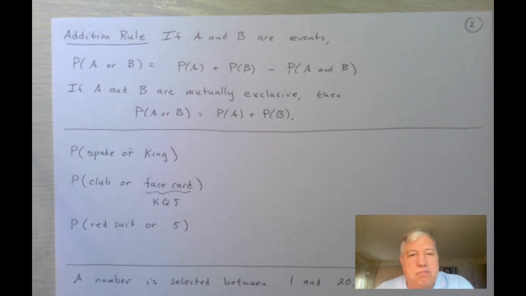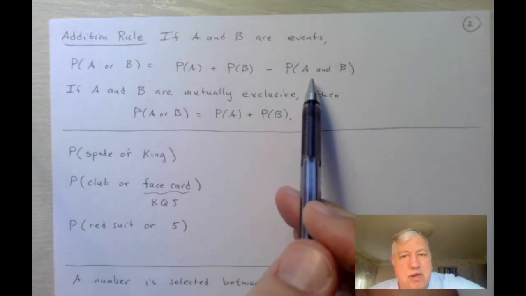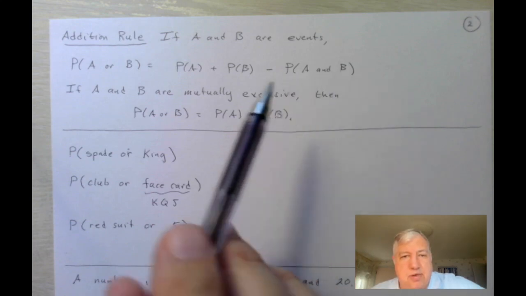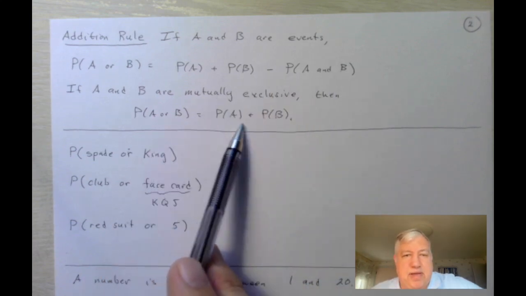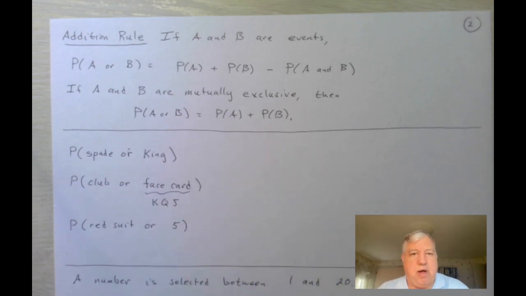Now, if A and B are mutually exclusive, then A and B can never happen together, so this would just be 0, right? Because it can't happen, so this would just be the probability of A plus the probability of B minus 0. So that's how we get this.